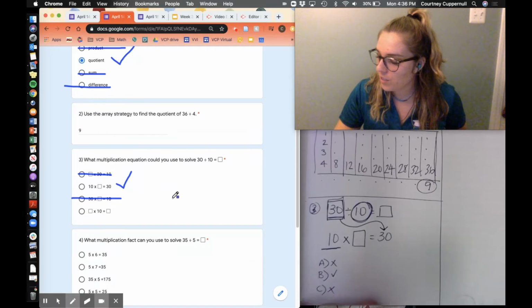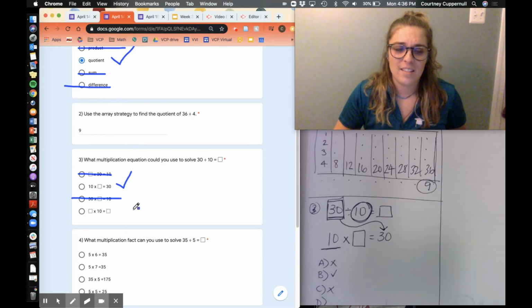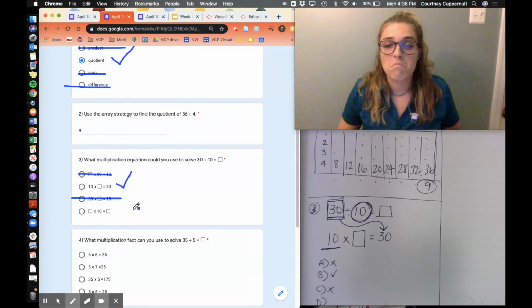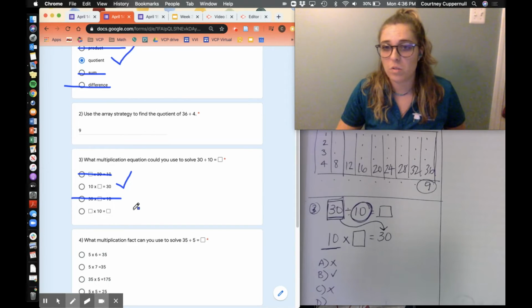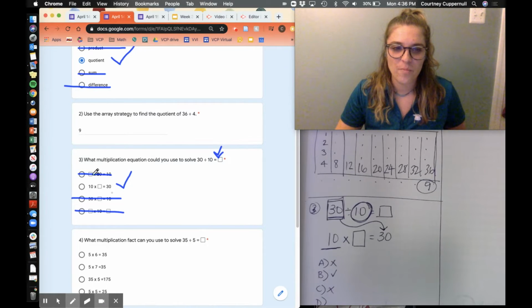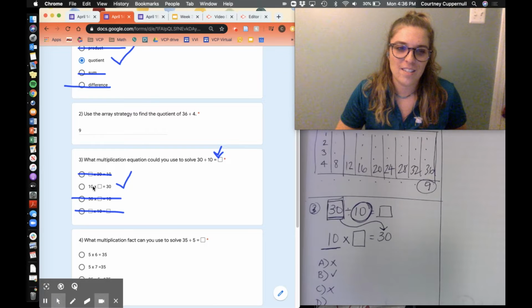Let's go to D. D says some number of groups with 10 in each group equals some number. Okay, I'm sure it does, but that's not going to help me figure out that unknown value in here, right? That's not going to help me solve it. I'm going to cross that out. Our correct answer choice is here.